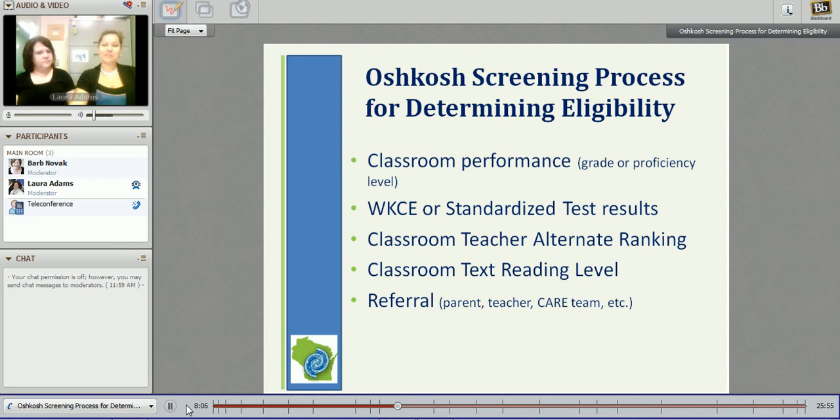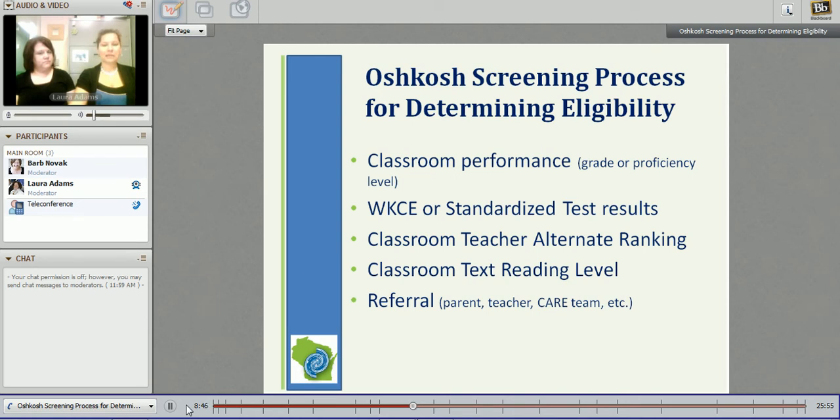The different data points that they use, you can see on the screen here in the PowerPoint. They definitely take classroom performance into consideration. They definitely take a look at our state standardized test results, which we talked about in that last webinar when we took a bird's eye view of our state reading data. They also have a process for individual classroom teachers to rank their students based on classroom performance and other data points. And they also take a classroom text reading level.